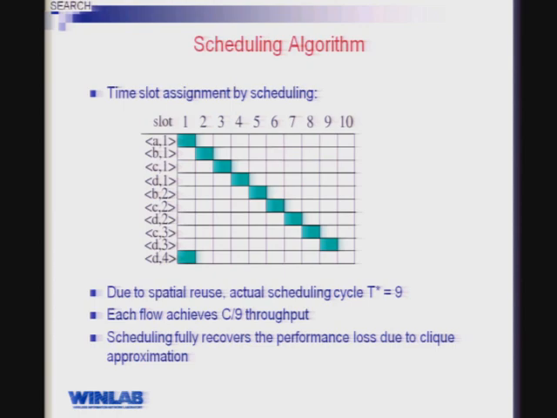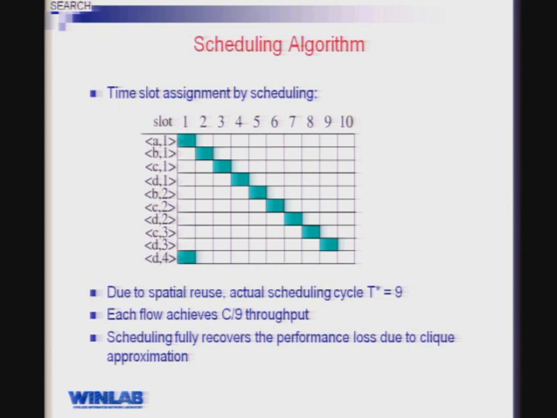Last, link 1 and 4 do not conflict with each other, so we can schedule D4 into the first slot simultaneous with A1. So due to spatial reuse, we use 9 slots, and each flow actually achieves C/9 throughput. So in this case, scheduling fully recovers the performance loss due to maximum clique approximation.